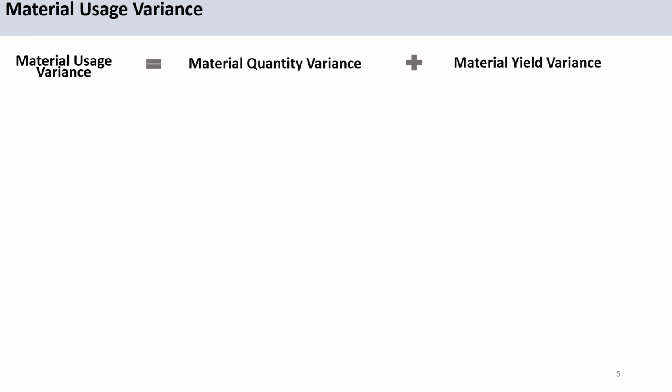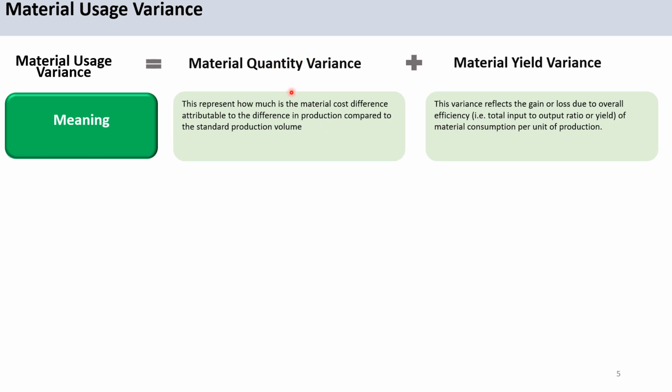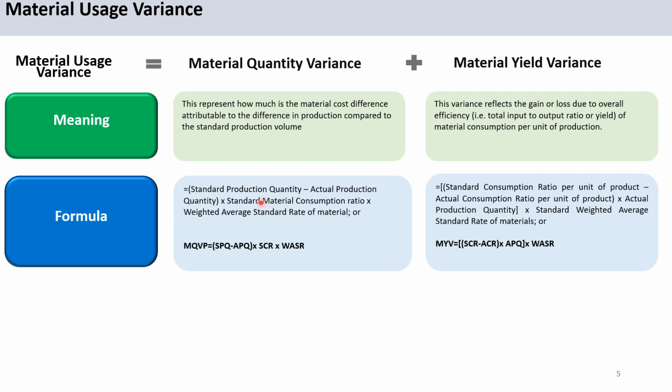Now let me explain material usage variance. Material usage variance, as I explained earlier, is the sum of material quantity variance and materials yield variance. The material quantity variance represents how much of the material cost difference is attributable to the difference in production quantity compared to the standard production volume. And material yield variance reflects the gain or loss due to overall efficiency, that means the total input to output ratio, or yield, of the material consumption per unit of production. Now let's see how this is calculated.